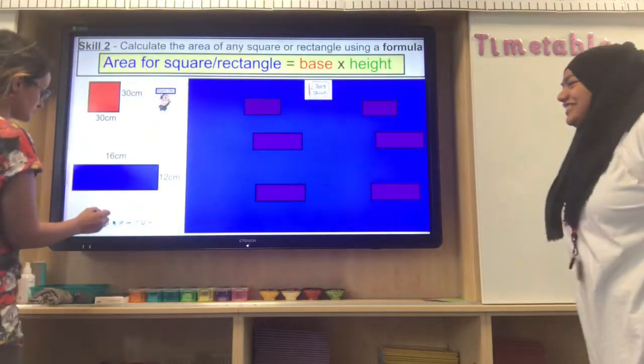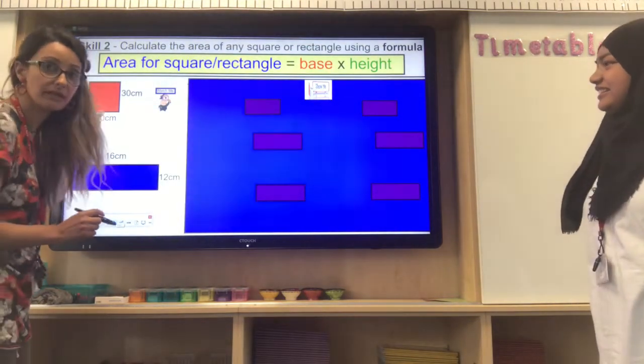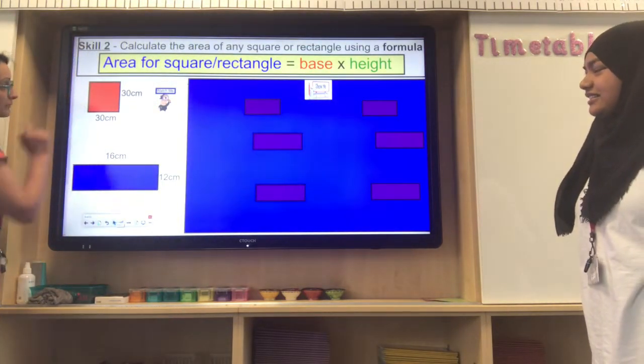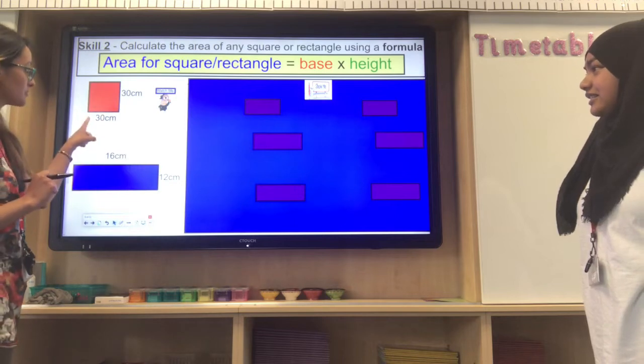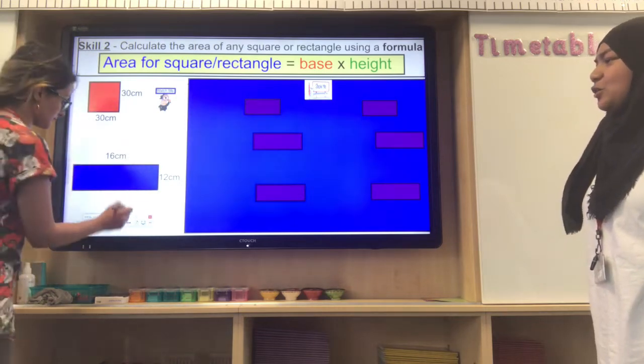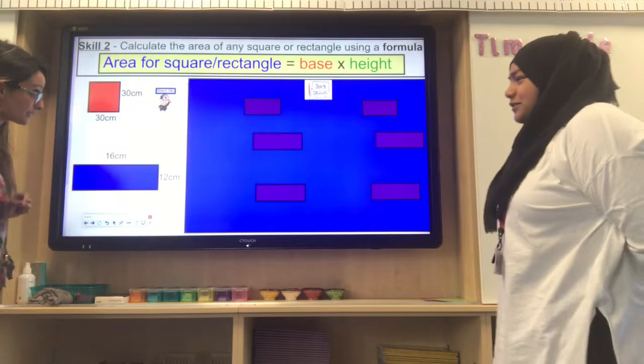Okay, it's really important you memorise that. So let's have a look at this question here. You can see we've got a square. We've been given the 2 dimensions, which are 30 centimetres and 30 centimetres. Would we need both of the dimensions, Mrs. Gale, for the square?